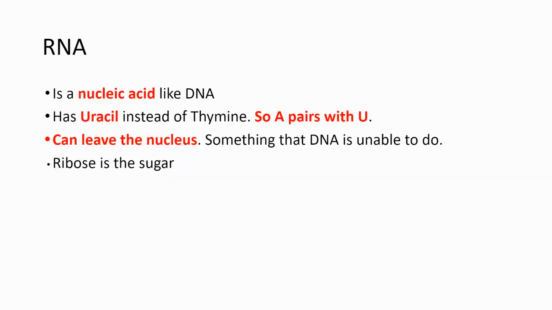RNA is a nucleic acid like DNA. RNA has uracil instead of thymine, so this time it's U instead of T. A will pair with U. C and G are still the same. RNA can leave the nucleus, and DNA is unable to. Remember this, that RNA can leave the nucleus, DNA is too big, so it cannot leave the nucleus.